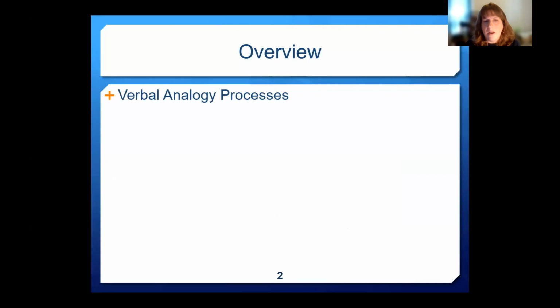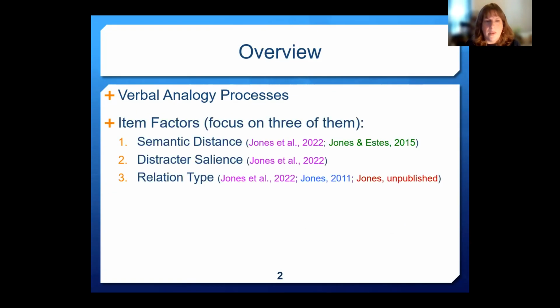First, I'm going to talk about verbal analogy processes, just the very basic processes that Sternberg talked about in his early research. And then I'll spend the first half of the presentation going over 3 item factors that we looked into in a recent paper.